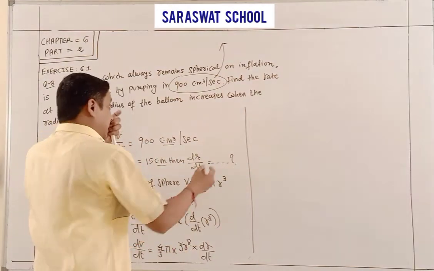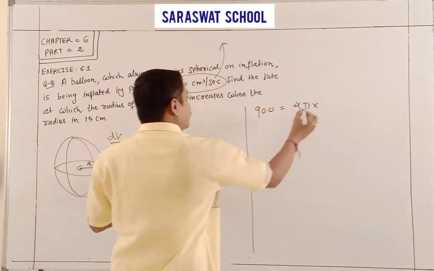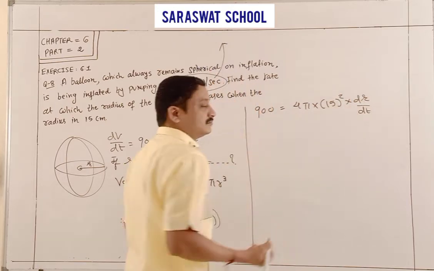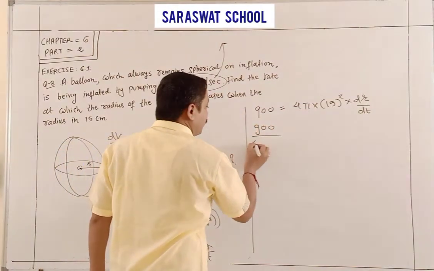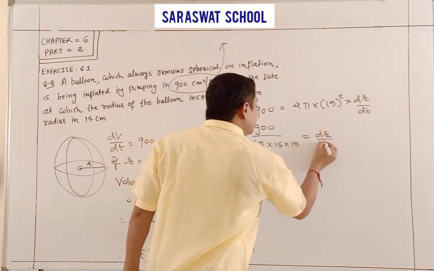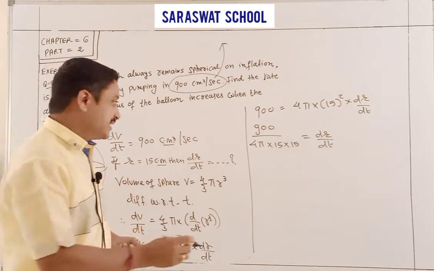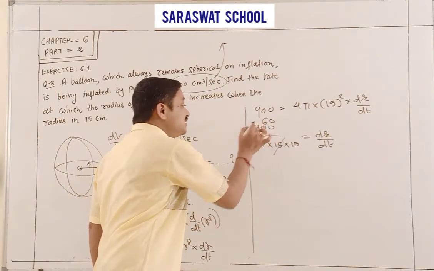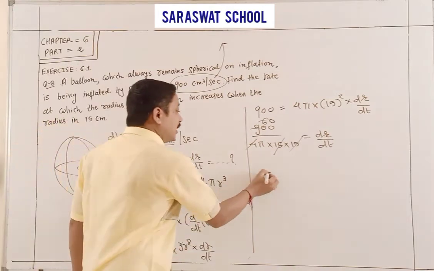So here the value is 900 equals 4 pi, and the radius I have is 15 square. dr by dt is my target. It's very easy. So 900 divided by 4 pi times 15 square. I write down 15 into 15. You don't write 15 square directly. It's simple cancellation: 15 times 6 is 90, 0 as it is, and 15 times 4 is 60. Only dr by dt remains.